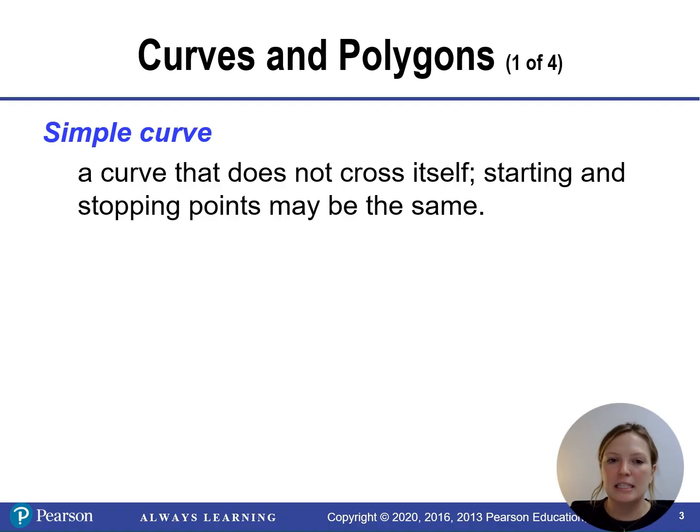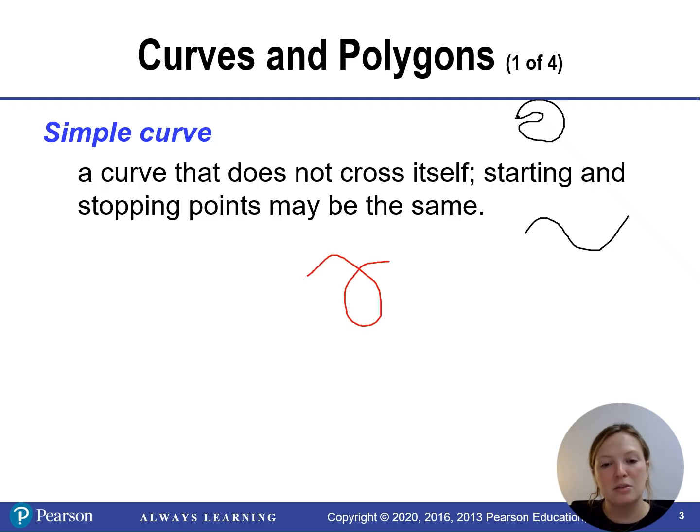All right, so first things first, we can define what a simple curve is. A simple curve is a curve that does not cross itself. So the starting and stopping points may be the same. One example of a simple curve could just be something like that. We could also have a simple curve stopping and starting at the same point, but something that is not a simple curve would be something that crosses over itself like that. So this is not a simple curve.